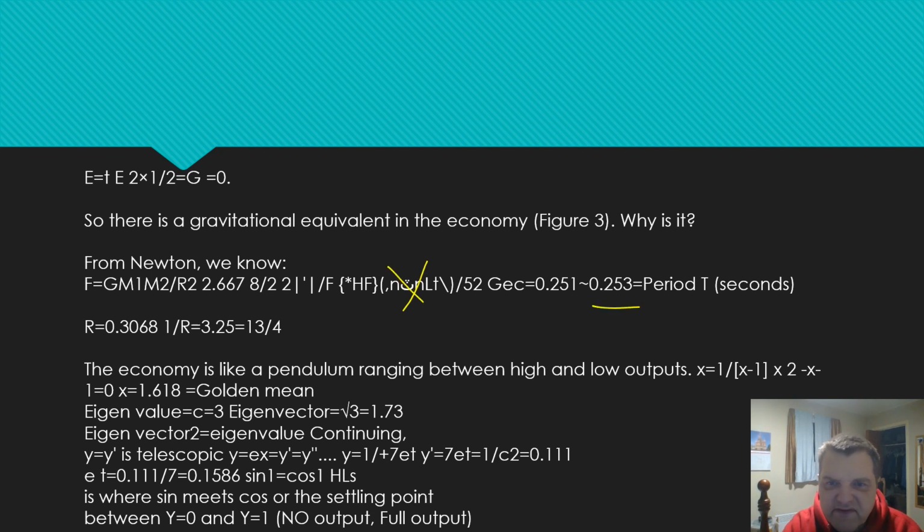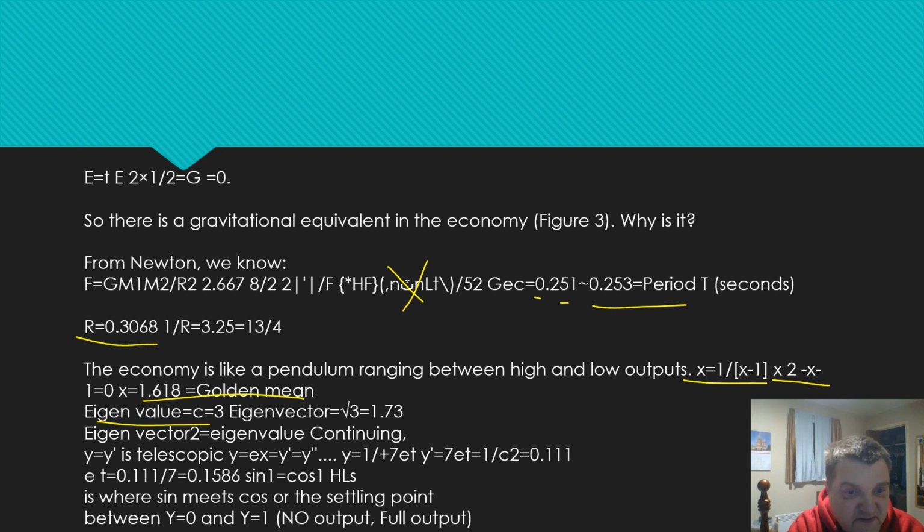Our period is 253, 251, and our R value is 0.306, which is approximately equal to 1 3/4. The economy is like a pendulum ranging between high and low outputs. X is equal to 1 over x minus 1, which is x squared minus x minus 1, which is solved by x is equal to the golden mean, 1.618. Yeah, that's your golden mean. That's where it comes from, this formula. X is equal to 1 over x minus 1. There's your golden mean, x squared minus x minus 1.